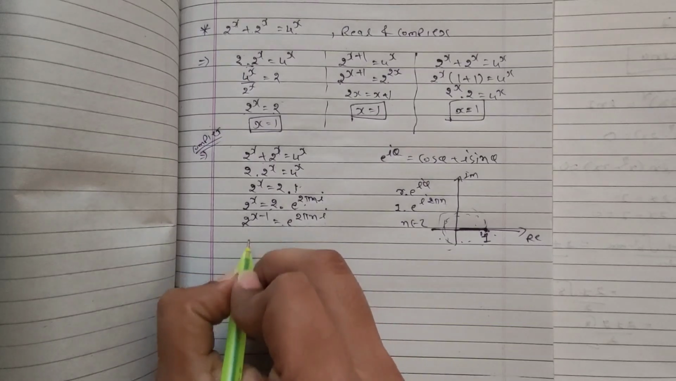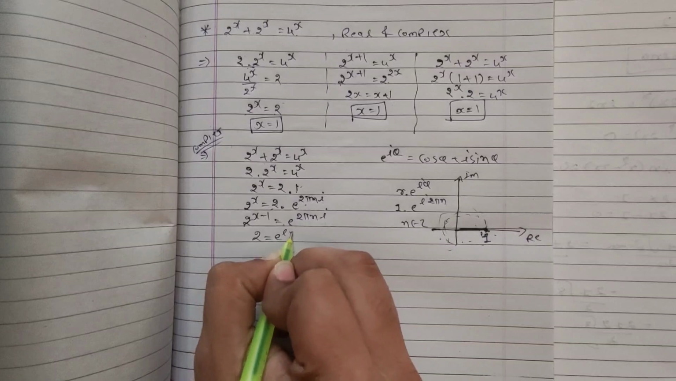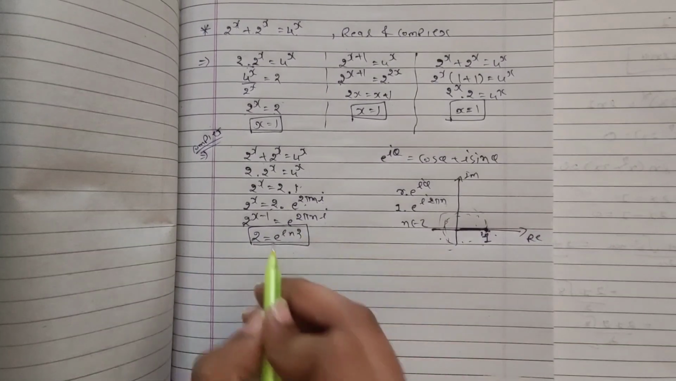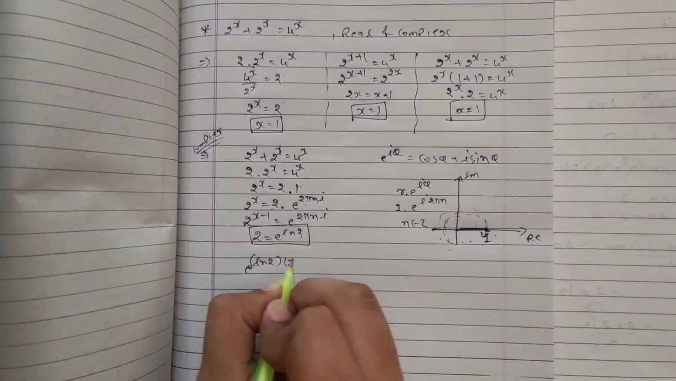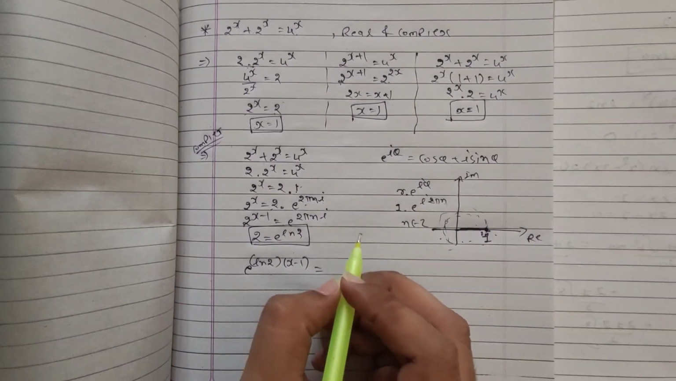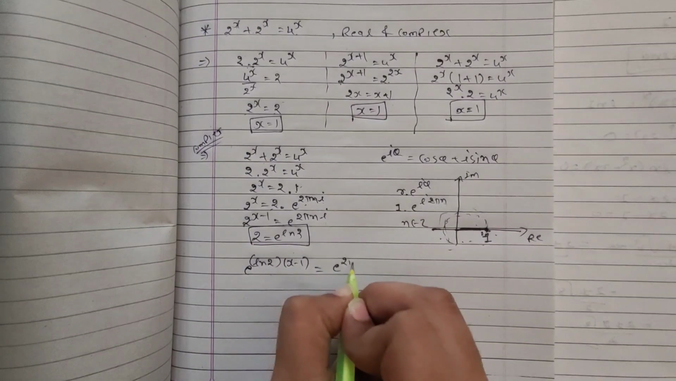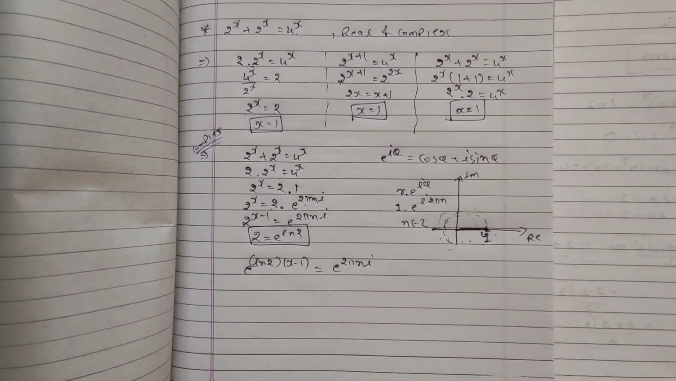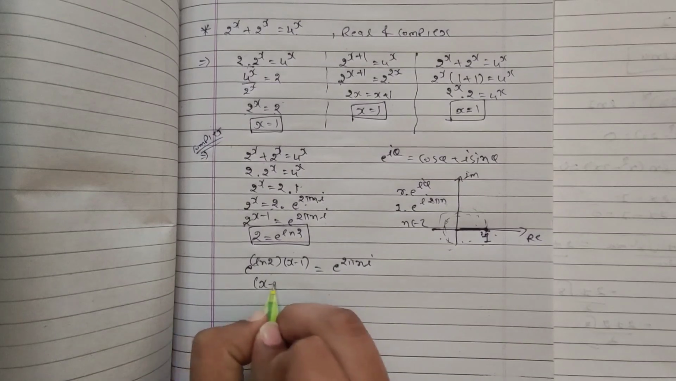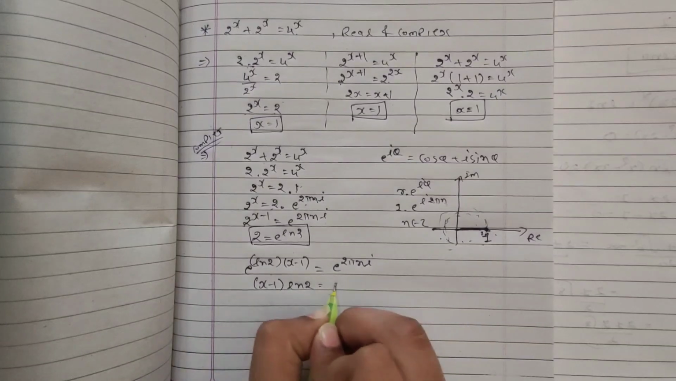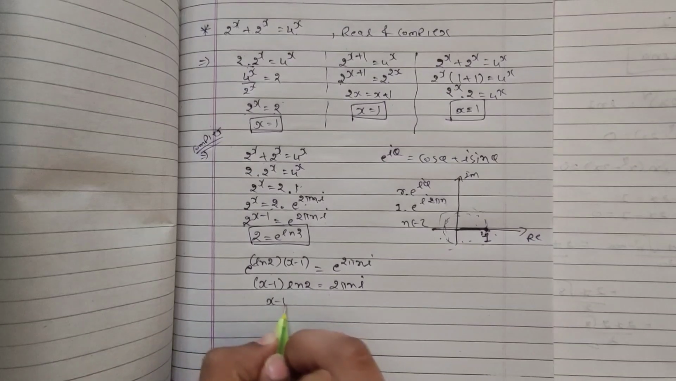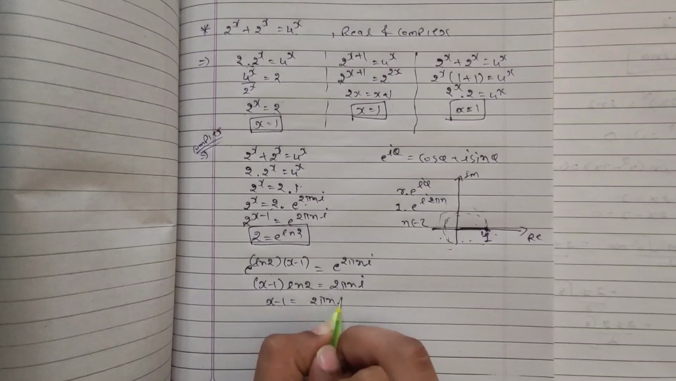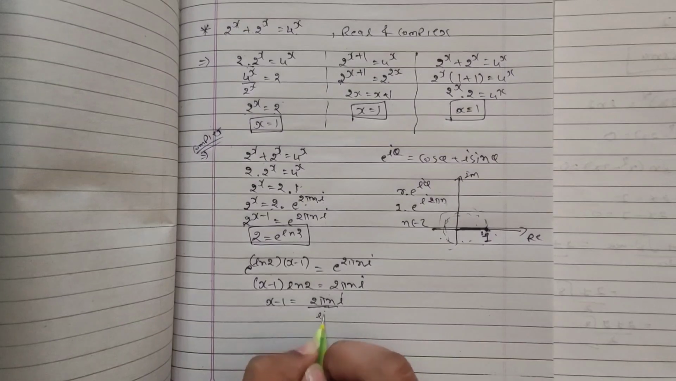Which way? Here I have 2, so I can write 2 as e raised to ln 2. Agree? So now if I put e raised to ln 2 instead of 2, then it will become e raised to ln 2, to the power x minus 1 as it is, which will be equal to e raised to 2 pi n iota. Agree? So on both sides I have exponents with the same base, right? So I can directly equate the powers on both sides. So x minus 1 into ln 2 is equal to 2 pi n iota, right?